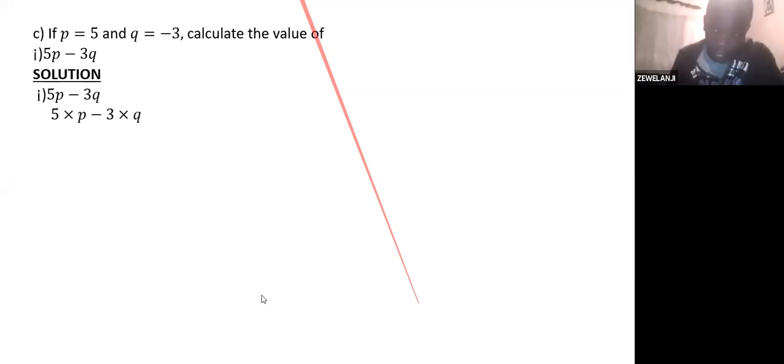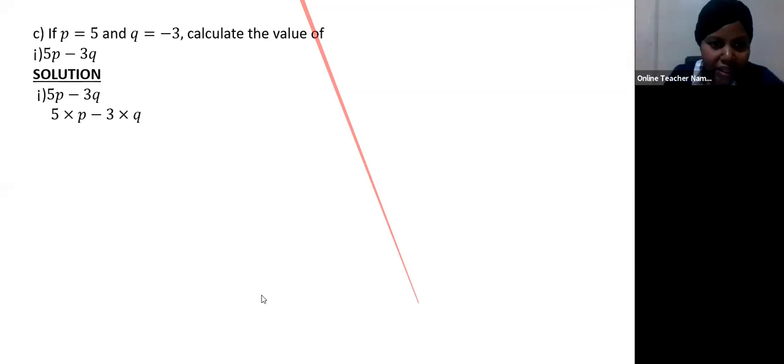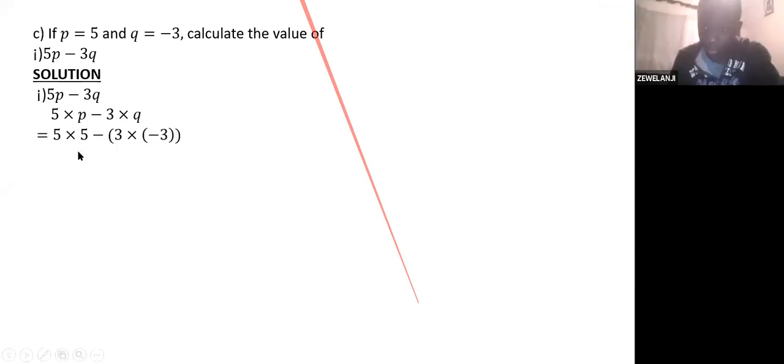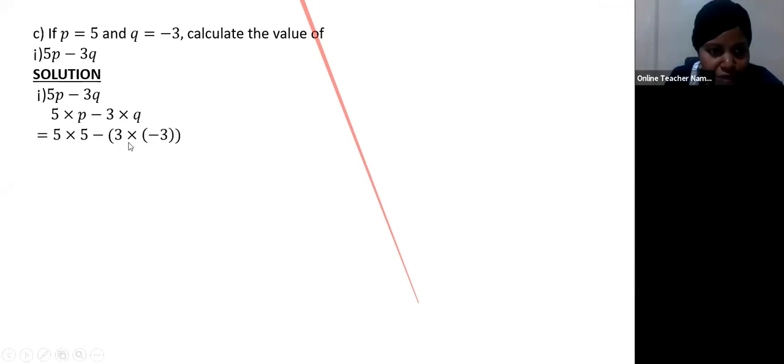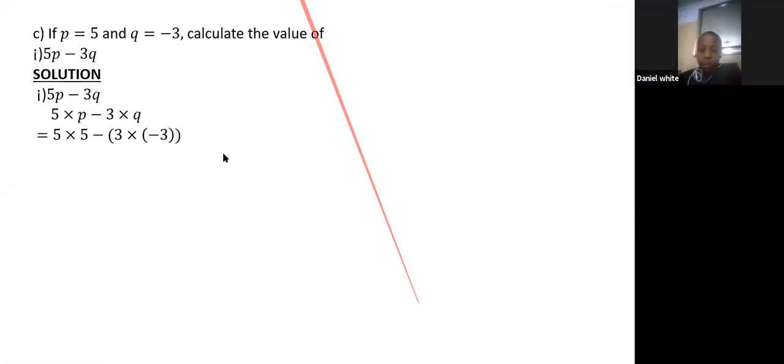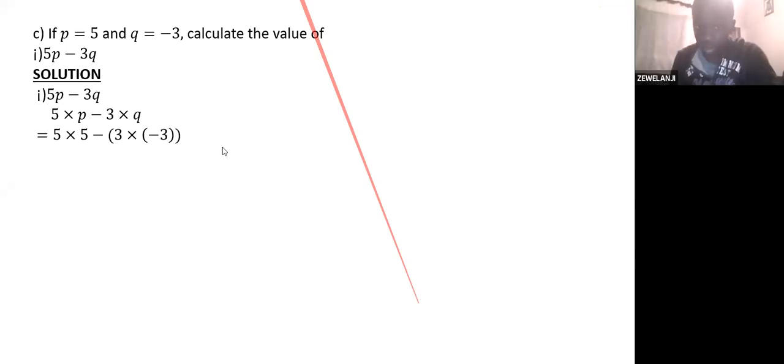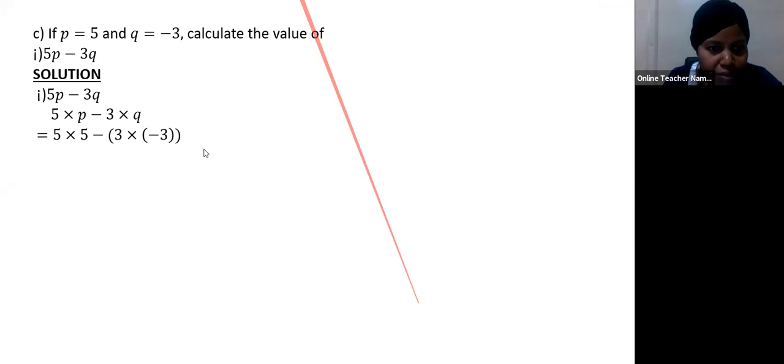It's going to be 5 times 5 minus 3 times negative 3. Excellent. So it's going to be 5 times 5 minus 3 times negative 3.